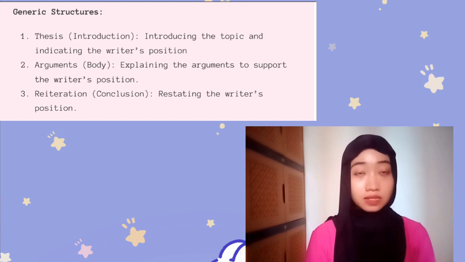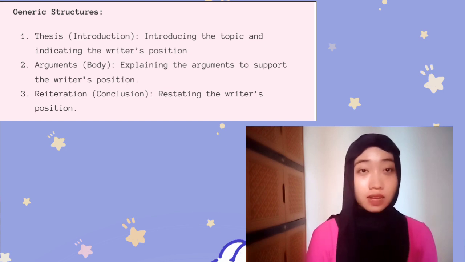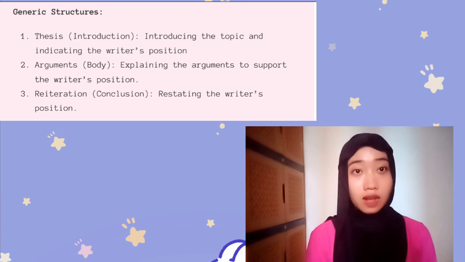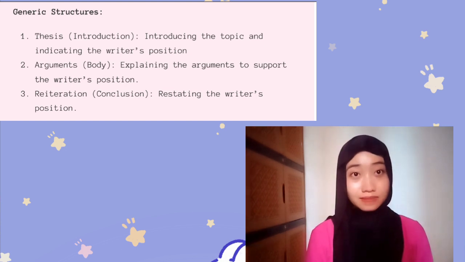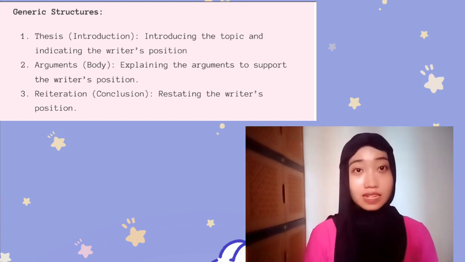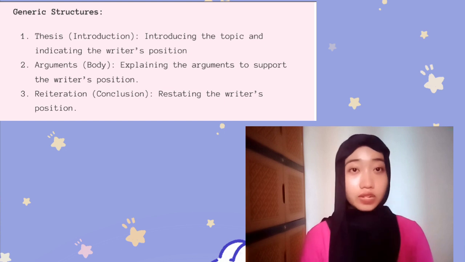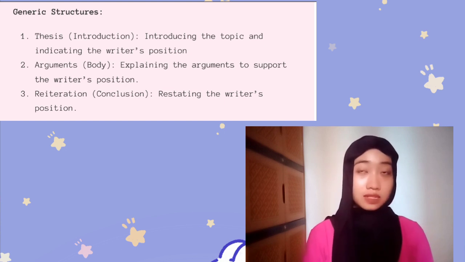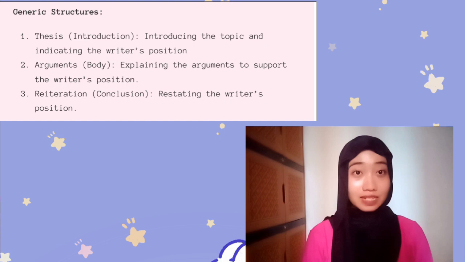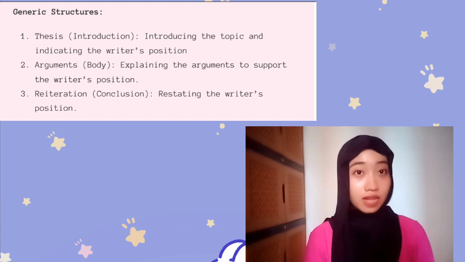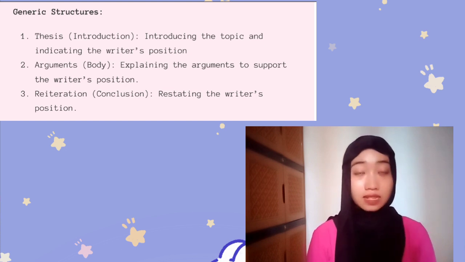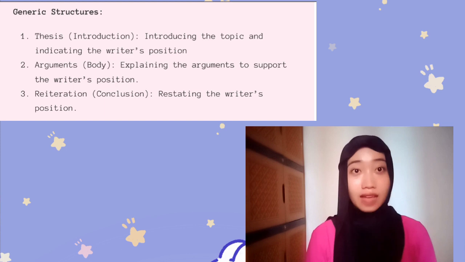In this part, it includes the opinions or ideas of the writer about the issue in the text. And the last is reiteration. Reiteration is the part that consists of conclusions about the writer's idea or arguments in the exposition text.